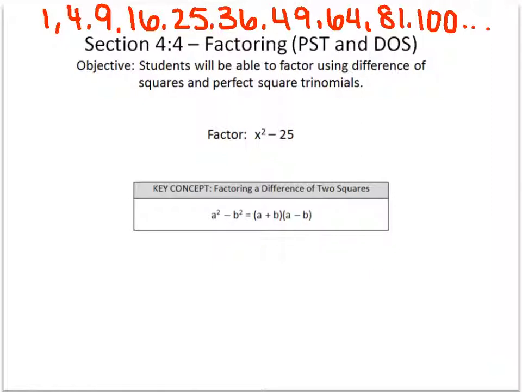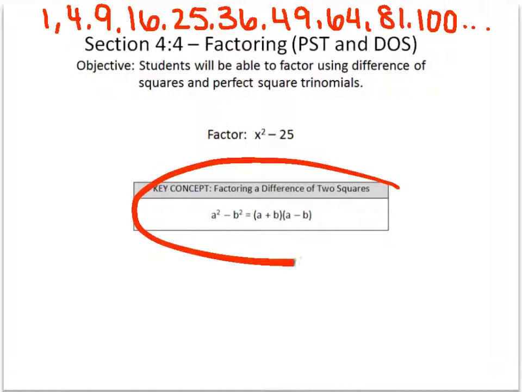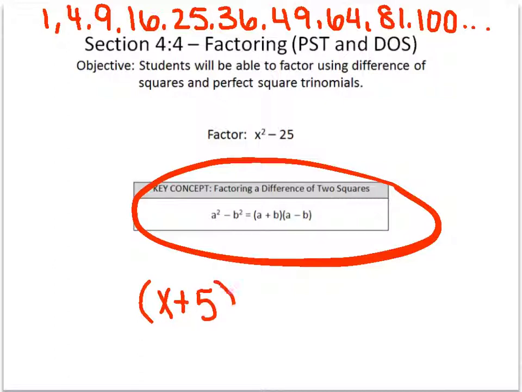What does the difference mean? Tyler? You subtract them? Yeah, that's exactly what it means. It means subtraction. So when you have the difference of squares, here is your rule. If you have a squared minus b squared, your answer is just going to be a plus b, a minus b. So if we would have x squared minus 25, our answer is going to be x plus 5, x minus 5. You just take the square root of x squared and the square root of 25. One is plus and one is minus.